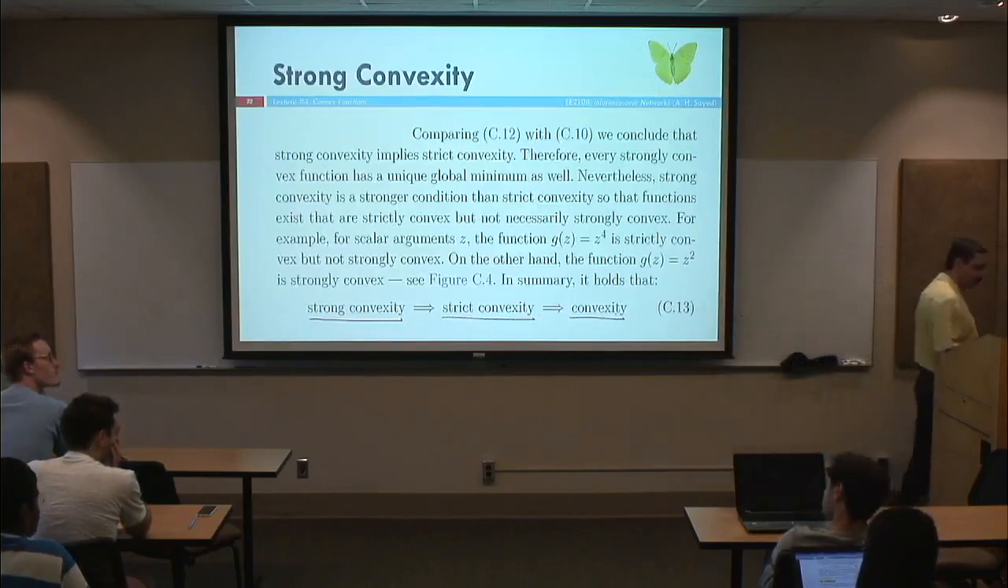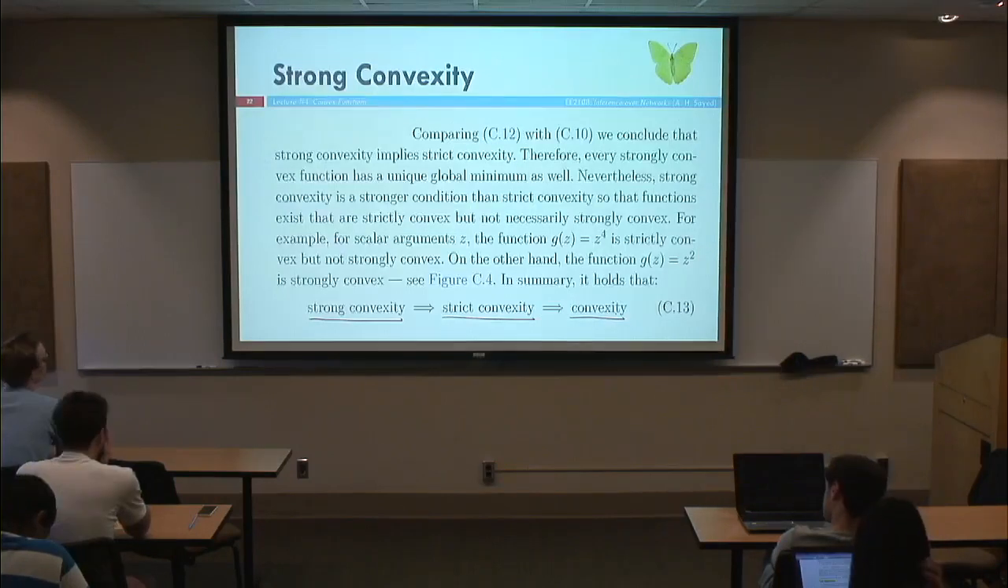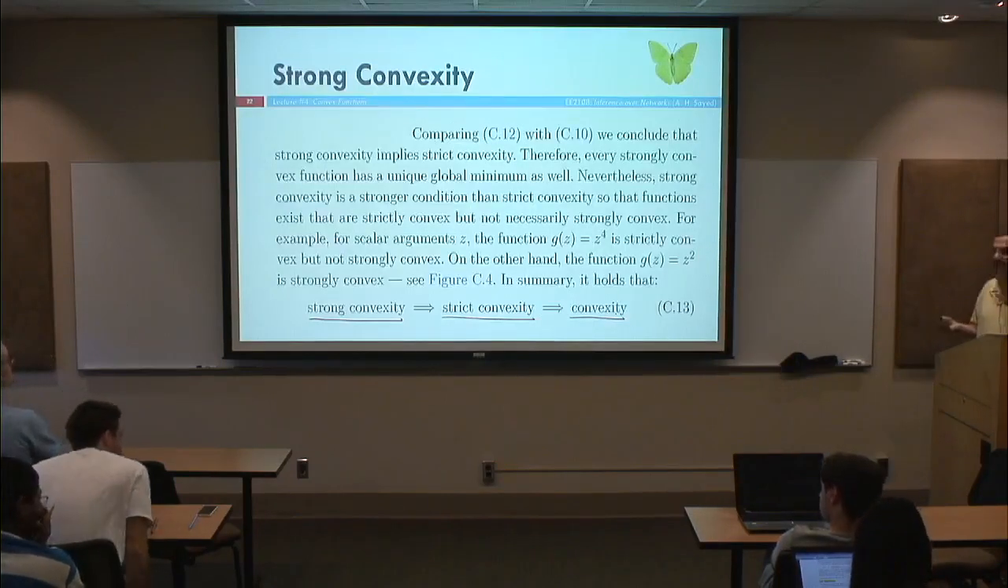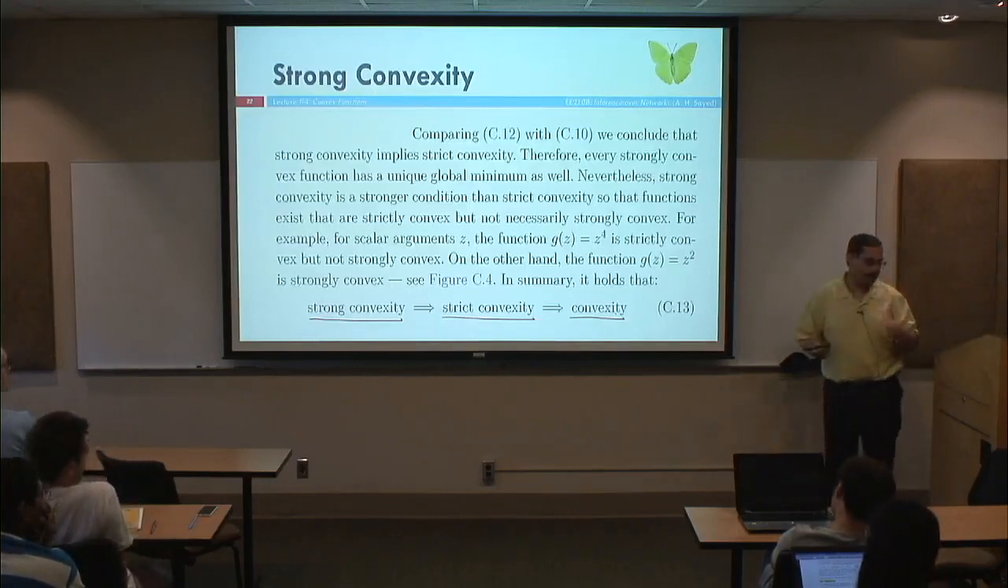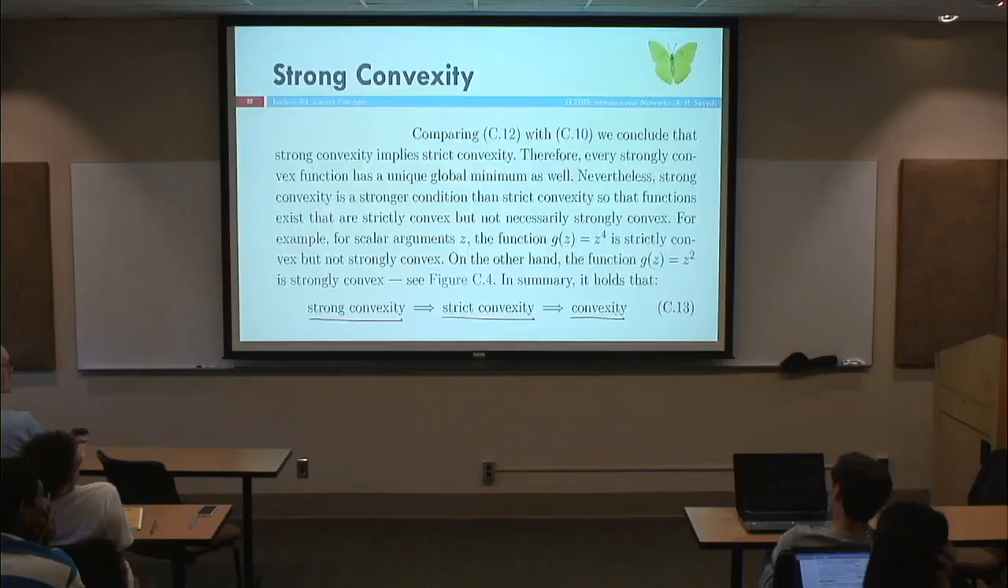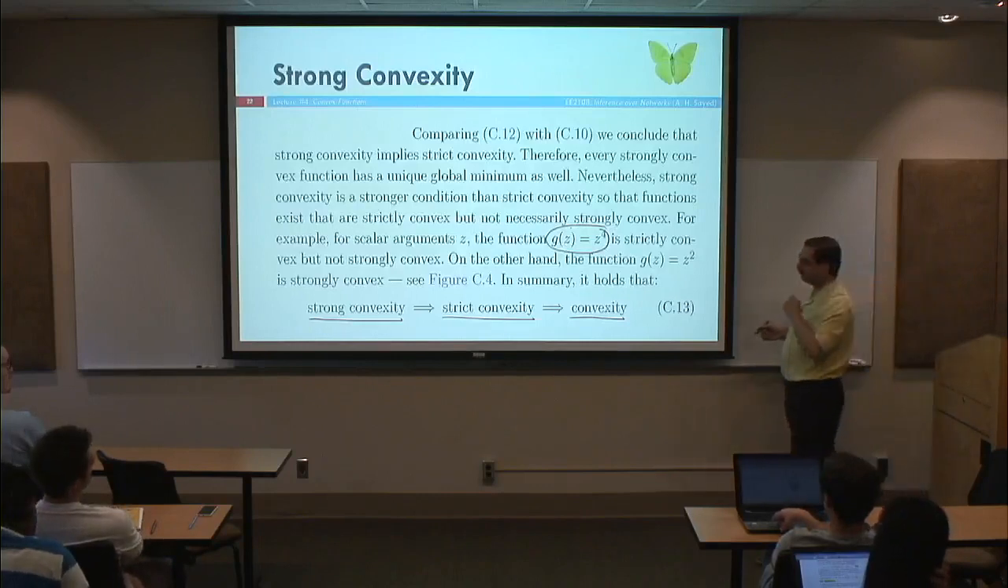Now, when you put it in this way, it does mean that there are some functions that are strictly convex but not strongly convex. For example, this function here, z to the 4.